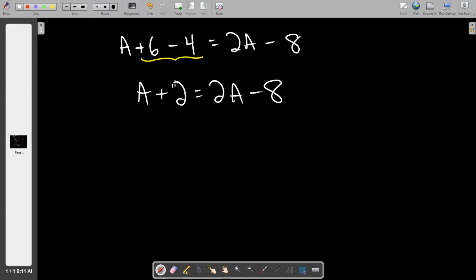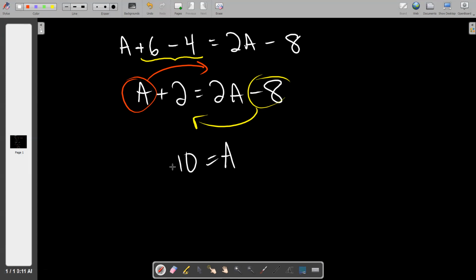Yeah, positive 6 minus 4 is definitely positive 2. So if you take your a and scoot it over there, and then take your minus 8 and add it over there, then you just wind up with a equals 10. And then from there, you can answer any question that you want.